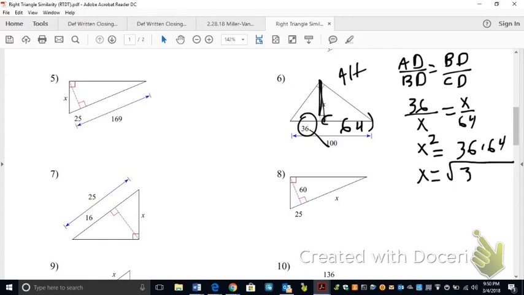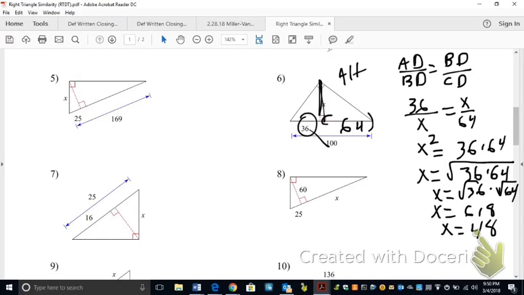Square root both sides, so I get the square root of 36 times 64. That's going to give me the square root of 36 times the square root of 64. Gives me x equals 6 times 8, or 48. Now, I'm actually going to go ahead and do number 8 next.